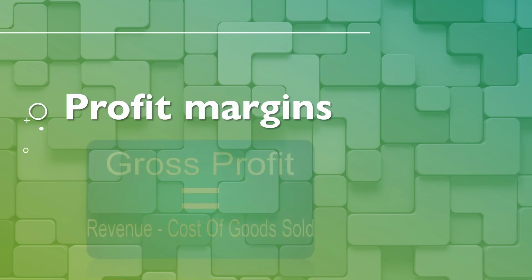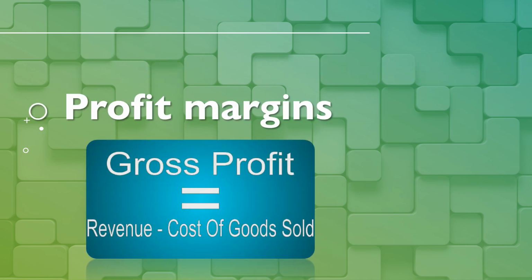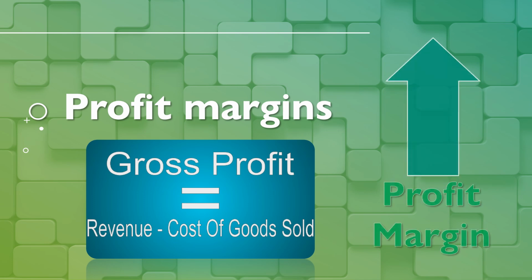Number 2. Profit margins. Profit margins indicate the company's ability to generate profits from its sales. Higher profit margins are generally better and indicate that the company is able to generate more profit from its revenue.